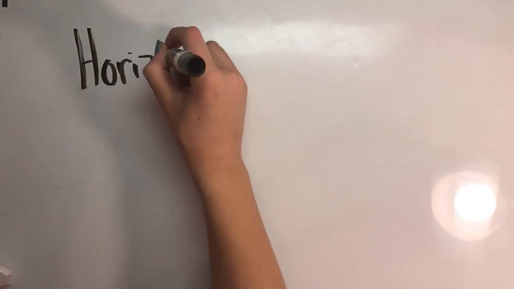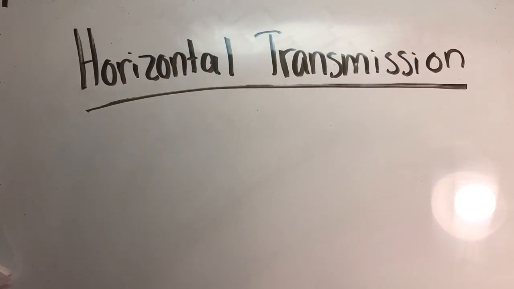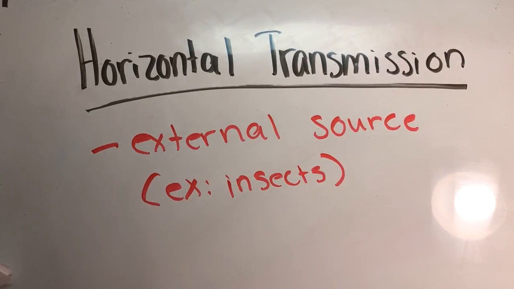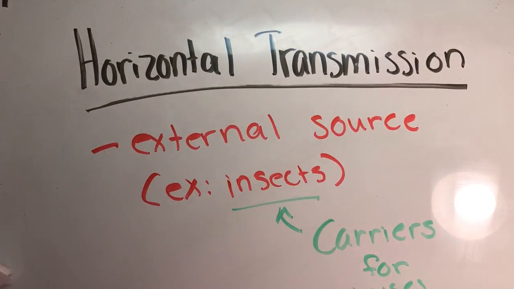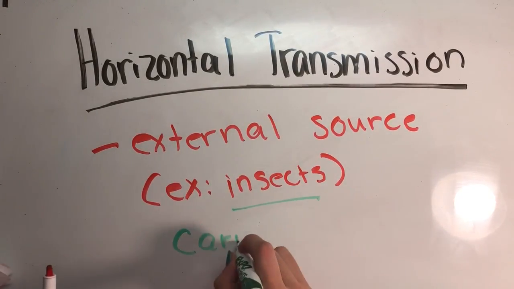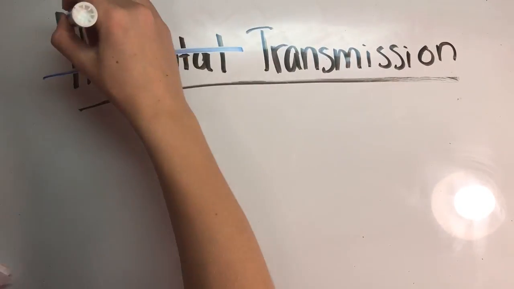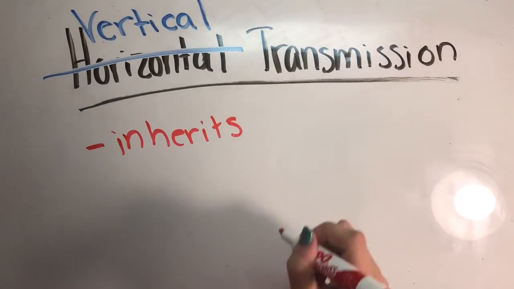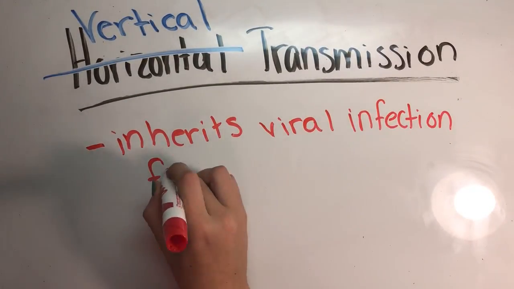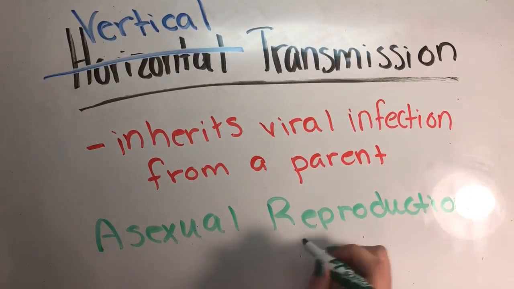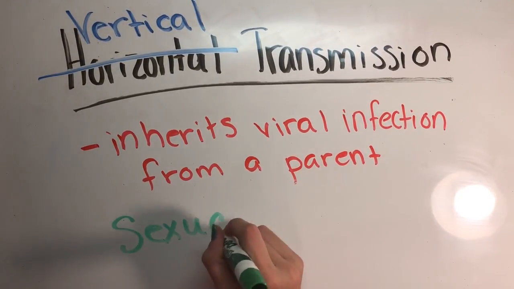In horizontal transmission, the plant is infected from an external source of the virus, and the invading virus works to get past the plant's epidermis, which is its outer protective layer of cells. Herbivores, such as insects, can act as carriers for viruses and spread it from plant to plant. Lastly, vertical transmission is where a plant inherits a viral infection from a parent. This route of viral infection can occur in both asexual and sexual reproduction.